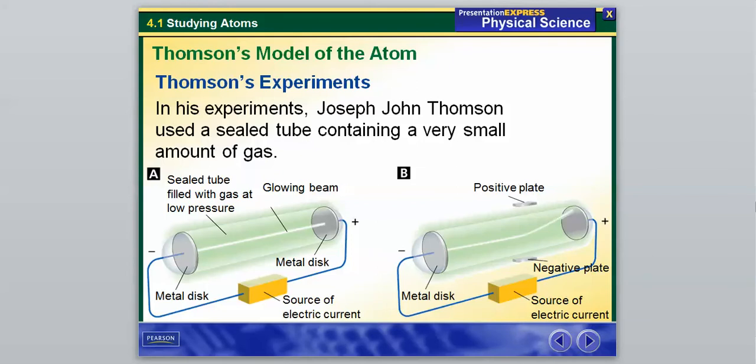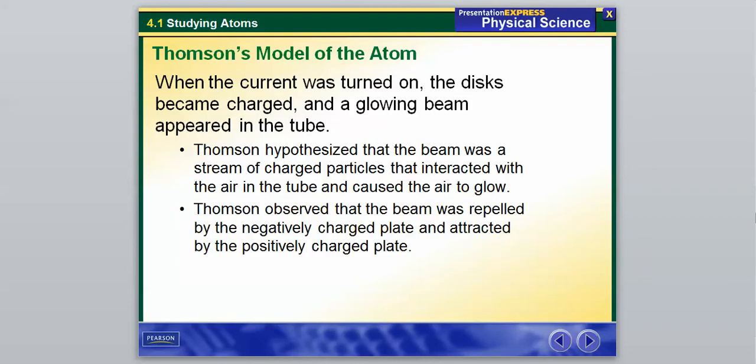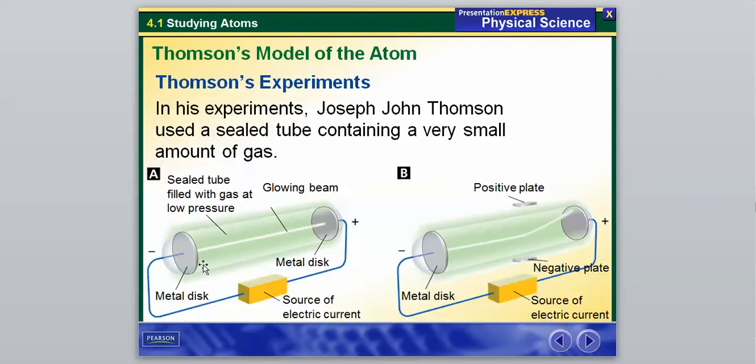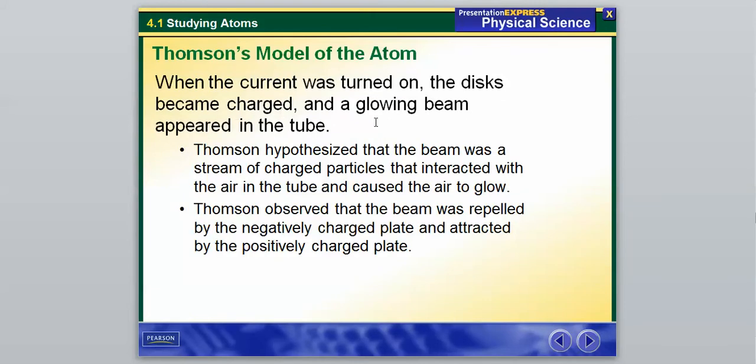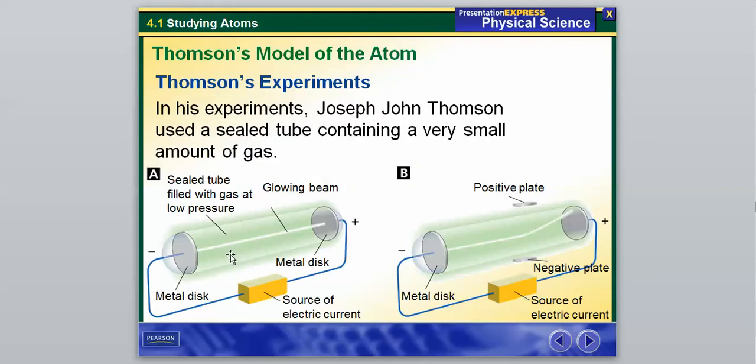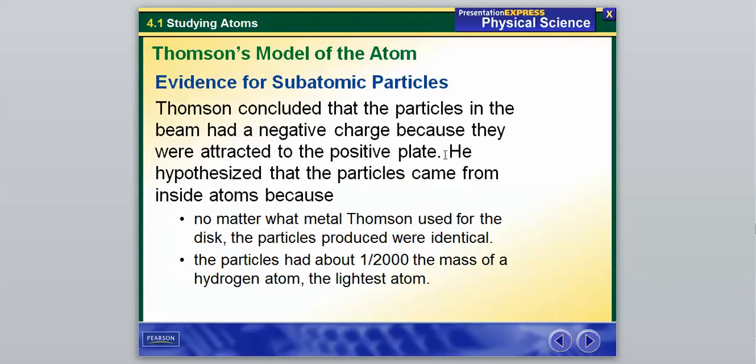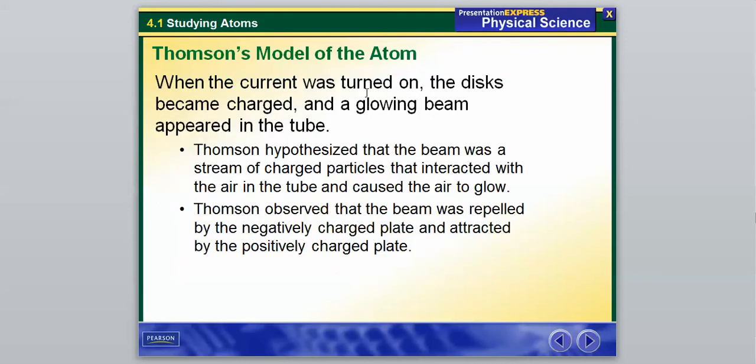So I'll refer back to this picture as we explain what Thomson did here. So when the current was turned on, so that's this glowing beam right here, you can see right here going from the negative to the positive, the disc became charged and a glowing beam appeared in the tube. So that's step one right here, the glowing beam appearing in this glass tube when they turned on the electric current. And a glowing beam appeared in the tube, so we said that.